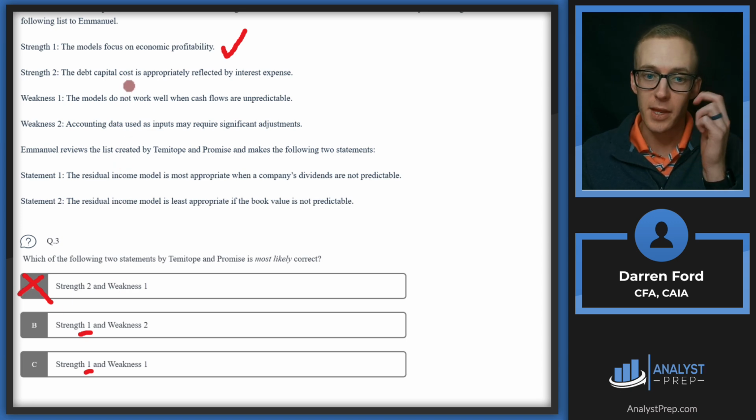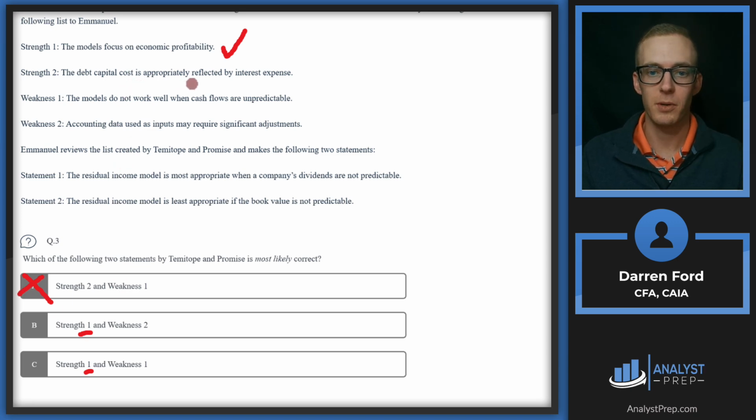Strength 2, the debt capital cost is appropriately reflected by interest expense. So the debt capital cost should be what we could borrow at today. If the company's credit rating or financials have changed since they last borrowed money, the debt capital cost may be different than what the interest expense was in the past.